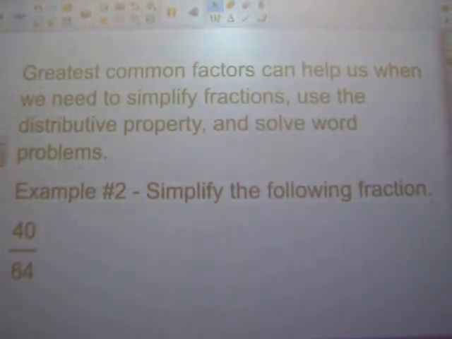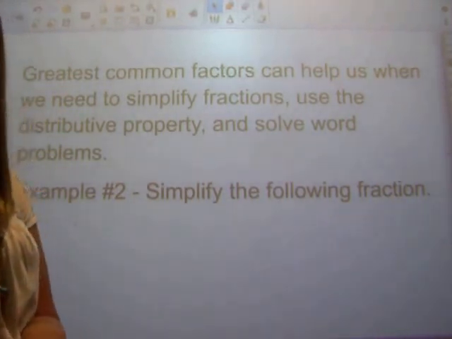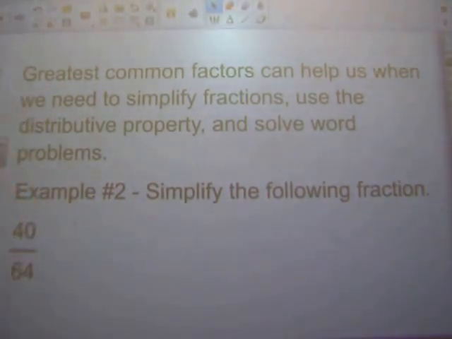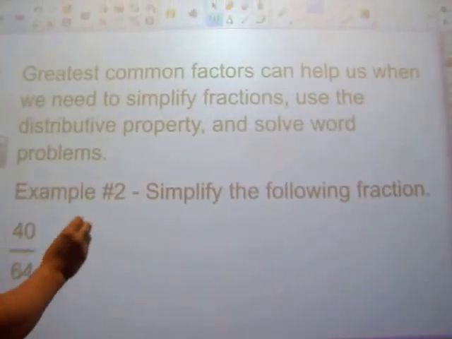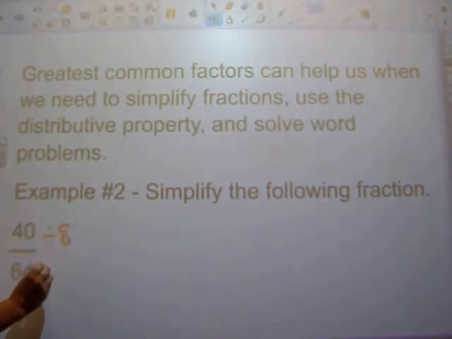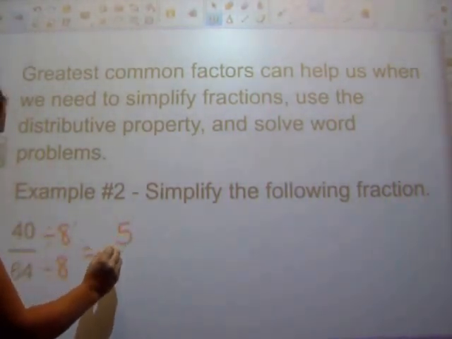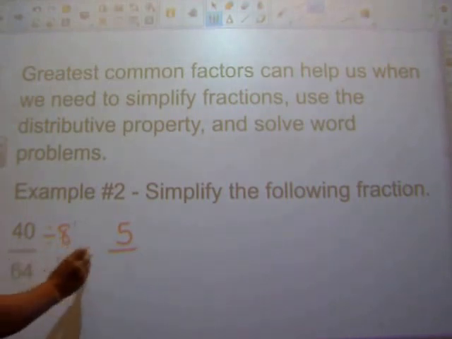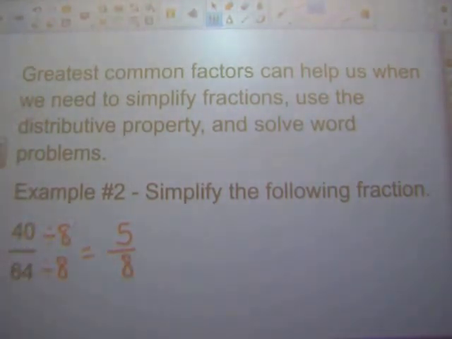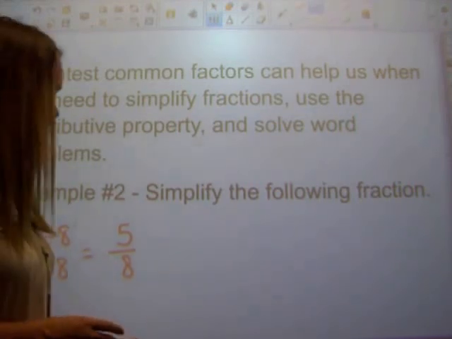Greatest common factors can help us when we need to simplify fractions, use the distributive property, and solve word problems. So in this example, I'm going to show how you can simplify fractions using the greatest common factor. I used the same numbers from the first example. So we have 40 over 64, and the greatest common factor was 8. So if I divide the numerator and denominator both by 8, I get the simplified version of this fraction. So 40 divided by 8 is 5, and 64 divided by 8 is 8. So 40/64 is equal to 5/8 in its simplest form.